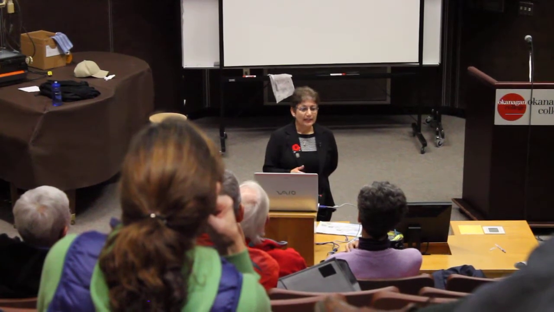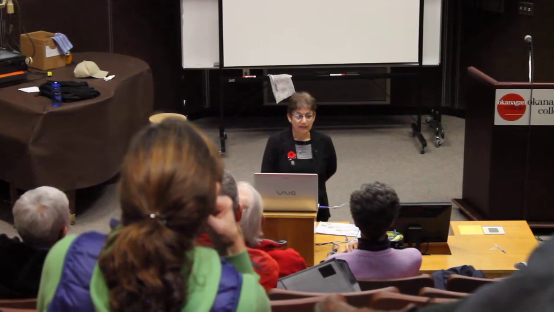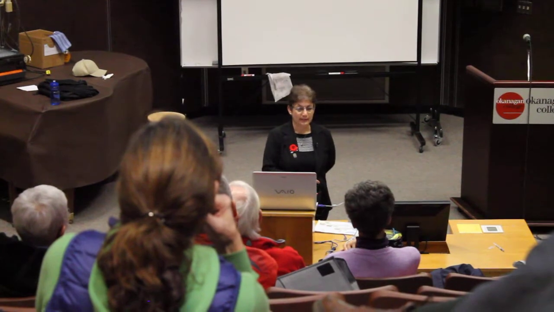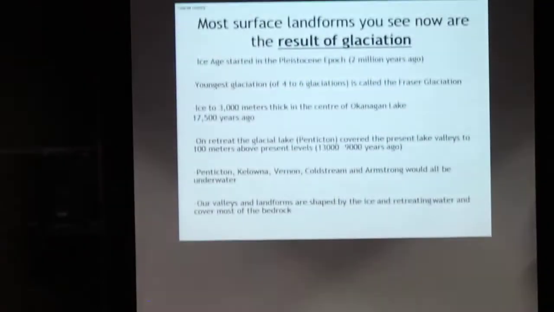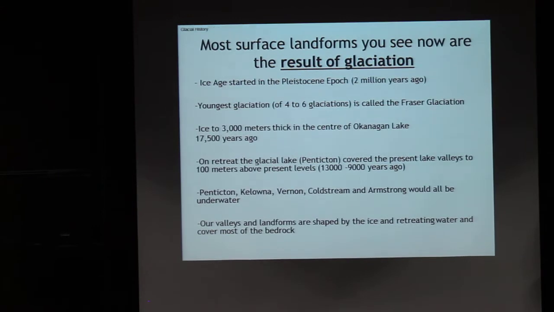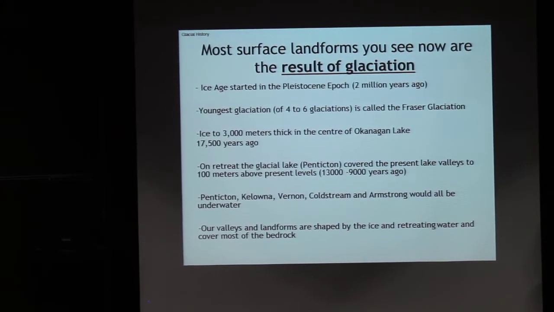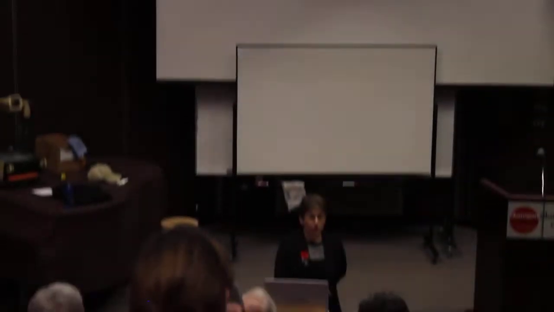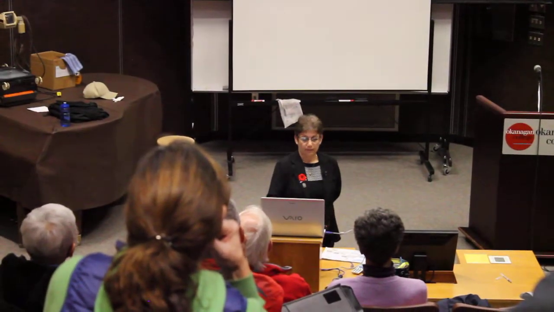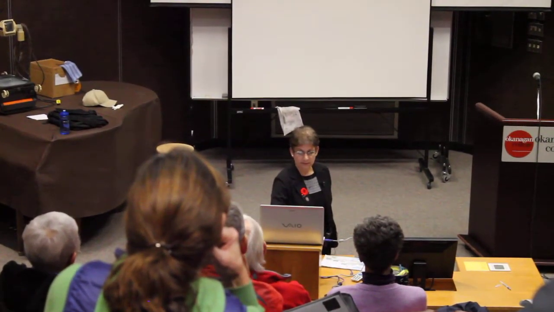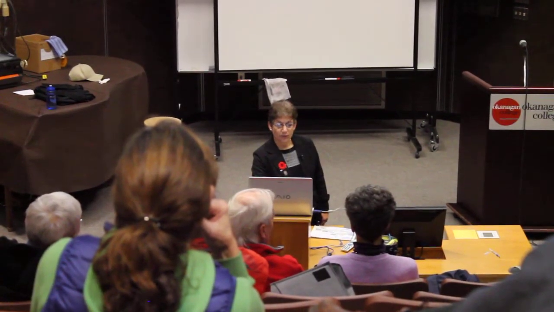On retreat, Glacial Lake Penticton covered the present lake valleys to 100 meters above present levels. So Penticton, Kelowna, Vernon, Coldstream, and Armstrong would all be underwater. Our valley and landforms are shaped by the ice and the retreating water that cover most of the bedrock. So this is a depiction of the height of the last glacial advance. About 14,500 years ago, the ice sheet covered just to the Canada-US border.